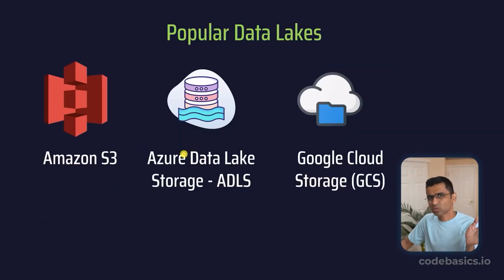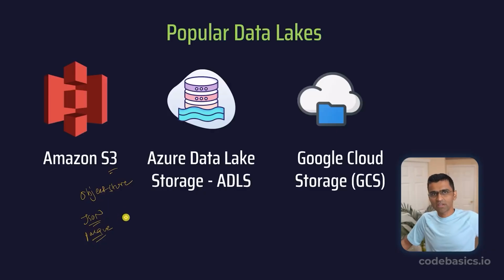There are many solutions. Amazon S3, you might know about S3 object store, right? So usually in the object store, you can store your JSON file, your Parquet file, whatever. It's just objects. It doesn't have the features of a relational database, but it provides a very cheap storage. Similarly, you might have heard about ADLS, Azure Data Lake Storage. That is another data lake, Google Cloud Storage. There are other solutions as well.